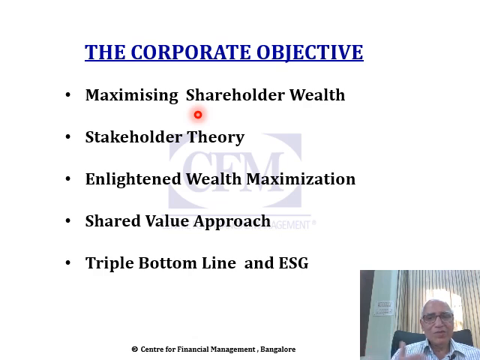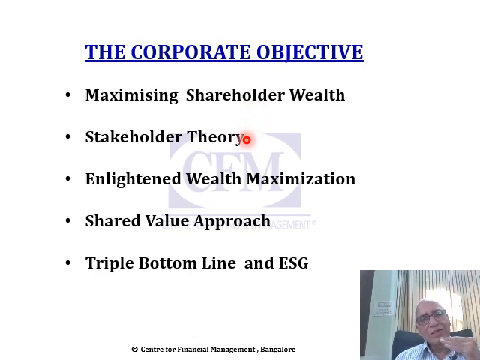On this very important issue, several positions have been taken: maximizing shareholder wealth, stakeholder theory, enlightened wealth maximization, shared value approach, triple bottom line. Maximizing shareholder wealth has traditionally been the central objective in corporate finance. The underlying rationale for this objective is it allocates resources well in a society.